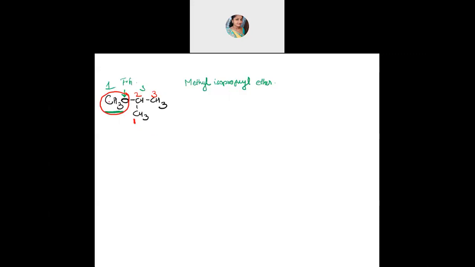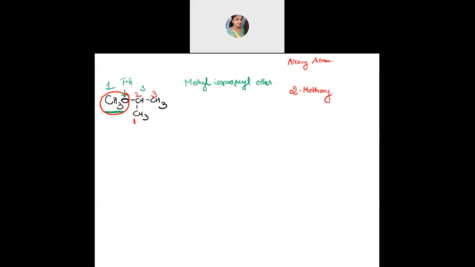So what is OCH3 now? OCH3 is methoxy, correct? And the alkoxy should be named first. That's the order, right? You should name the alkoxy part first, followed by the alkane. What is that alkoxy and at which position is it present? The second position. Yes, very good, correct. So the name is 2-methoxy.